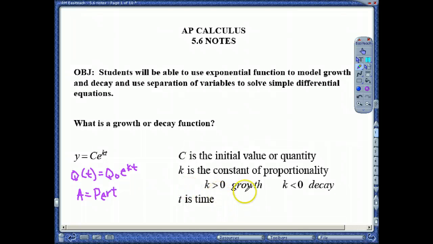If it's positive, it's a growth function. If it's negative, it's a decay function. And t is time. Now, when you're looking at these two, time can be in seconds, minutes, years, days, weeks, whatever. When you're talking about money, time is going to be in years only.